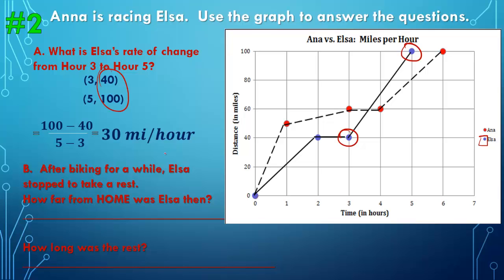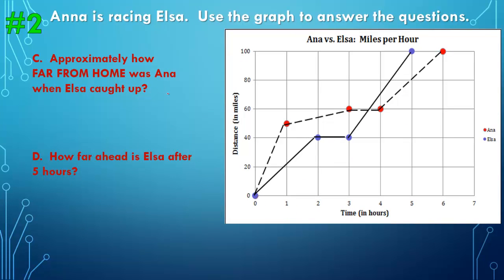After biking for a while, Elsa stopped to take a rest. How far from home was she then? So Elsa, again, is in the blue. And she stopped between here. So if we go over, because it's asking how far from home, this is 40. So she was 40 miles from home. And how long was the rest? Well, this space here, that's from the second hour to the third hour. So 3 minus 2 is 1 hour, or you could write 60 minutes.